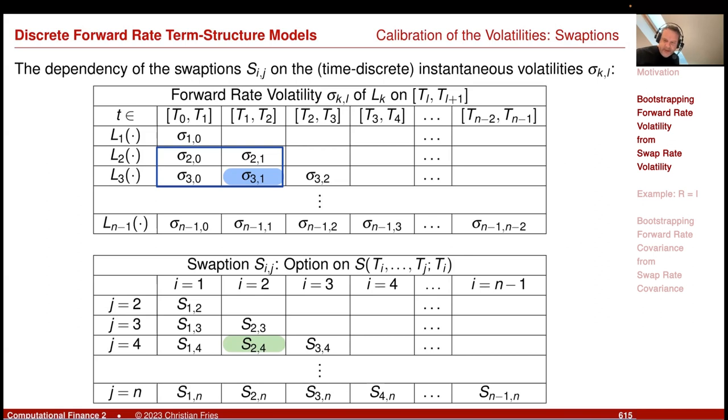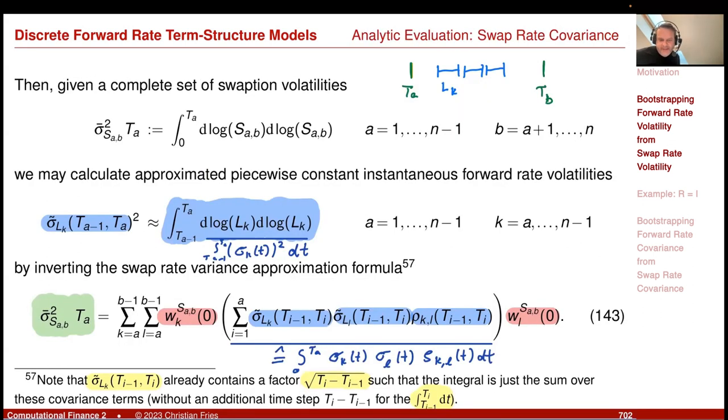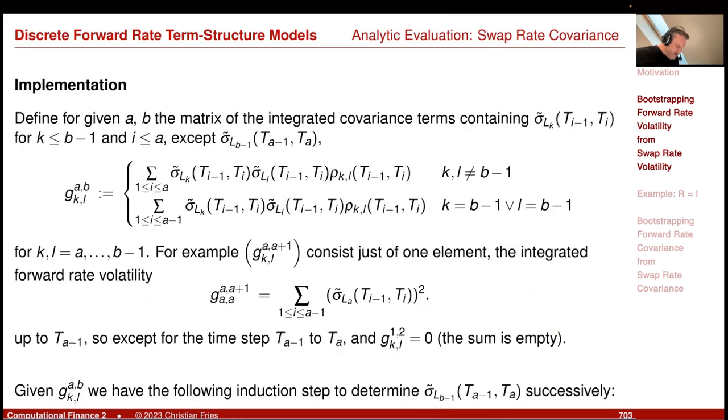So I would like to do this now and invert our analytic formula. This is our analytic formula. Invert it analytically, so do not use an optimizer. For the implementation, this looks like complicated notation, but actually it's quite easy. On the left-hand side, I have the sigma SAB squared times TA. And on the right-hand side, I have the sum over all entries in my covariance matrix integrated over all time. So actually a triple sum, over all k, all l, and then integrated over all i, from 1 to A.